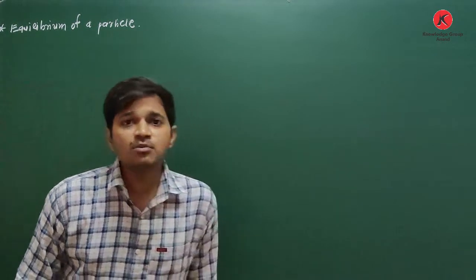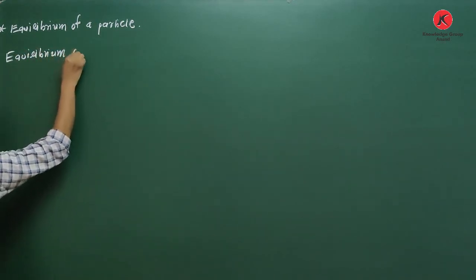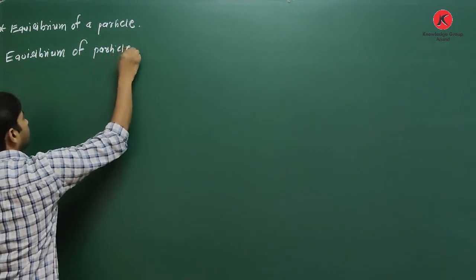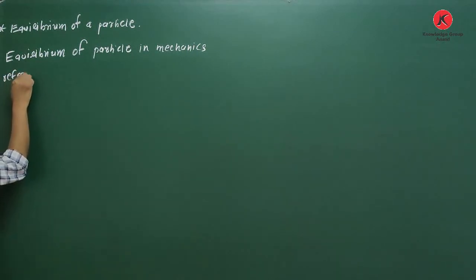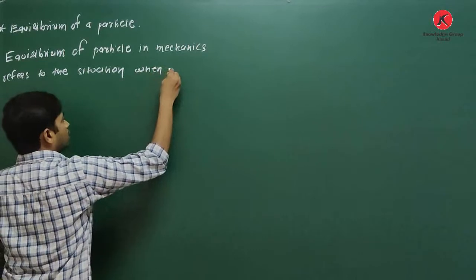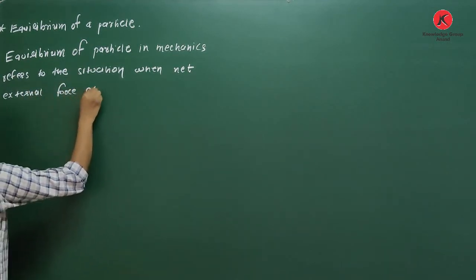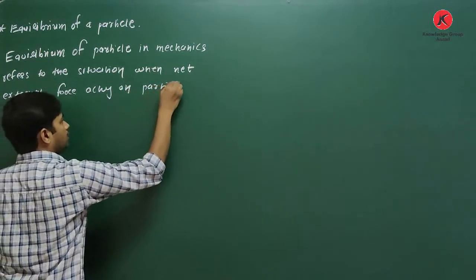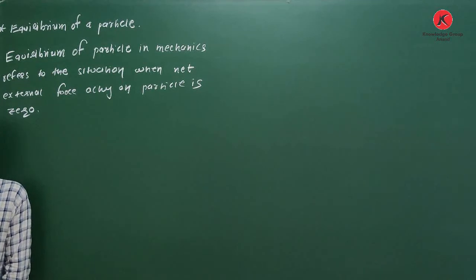Next topic is equilibrium of a particle. Now what is equilibrium of a particle? First of all we will write the statement. Equilibrium of a particle in mechanics refers to the situation when the net external force acting on the particle is zero. When the total resultant force acting on the particle is zero, then it is in equilibrium condition.